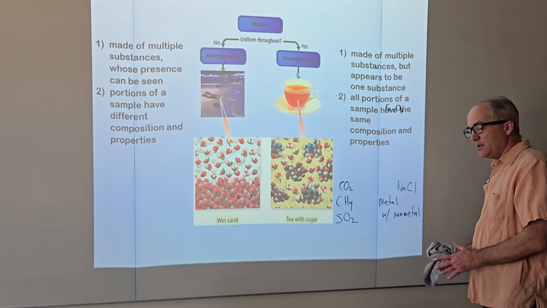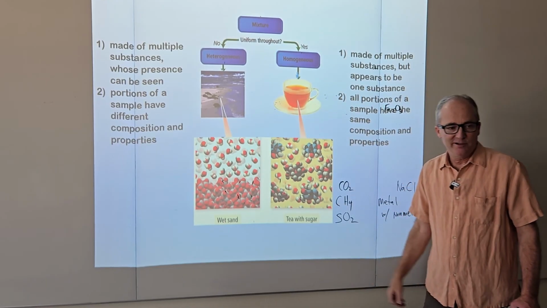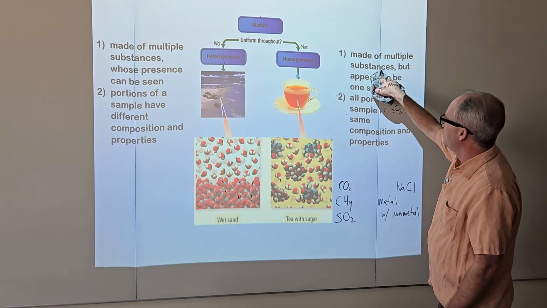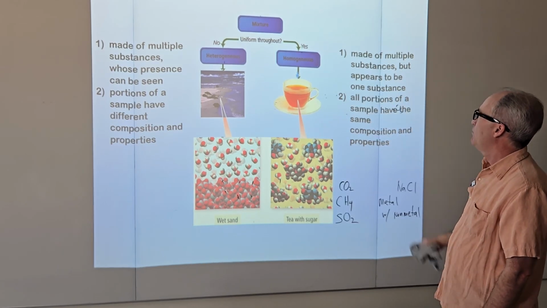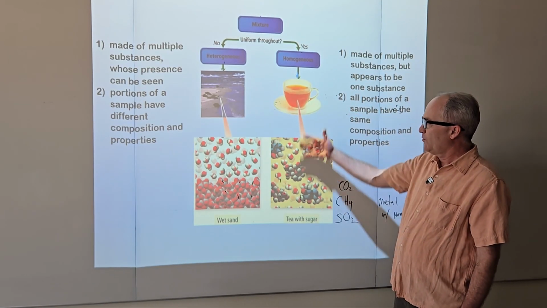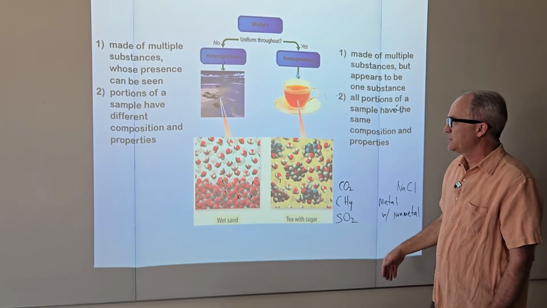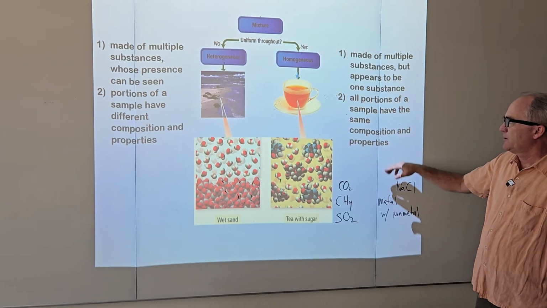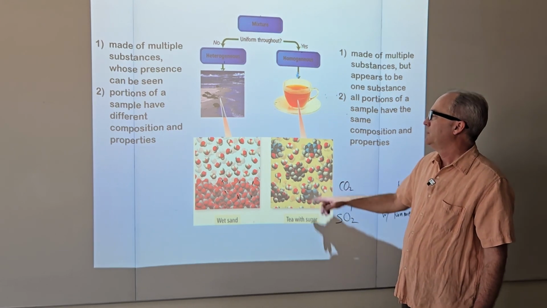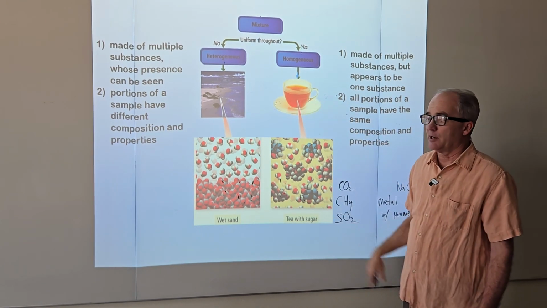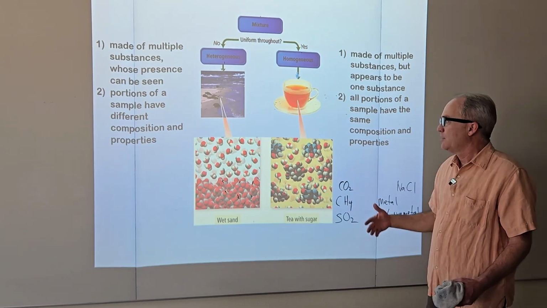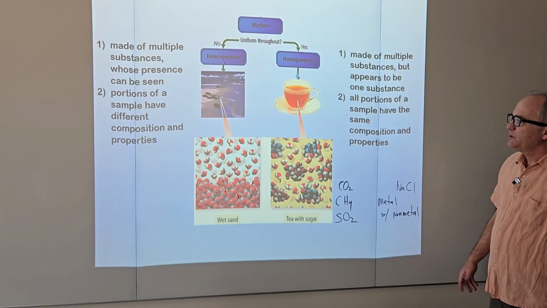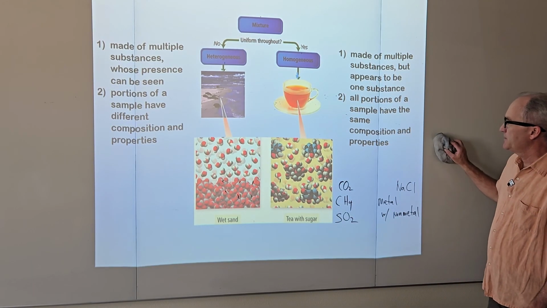Because here it looks like tea, and some people put a lot of sugar in their tea, some people don't, so the composition can vary. Made of multiple substances, but appears to be one substance, meaning it's uniform throughout, it's the same color throughout, has the same density throughout. All portions of the sample have the same composition and properties. Like if I took a gram out of the top and analyzed it for carbon, oxygen, I'd get some percentage, and if I took the last teaspoon out, I'd get the same composition.